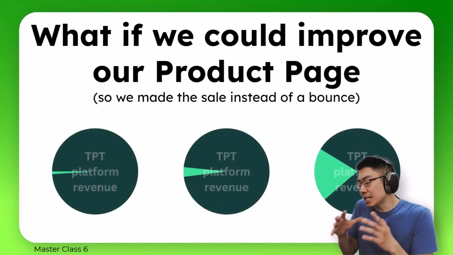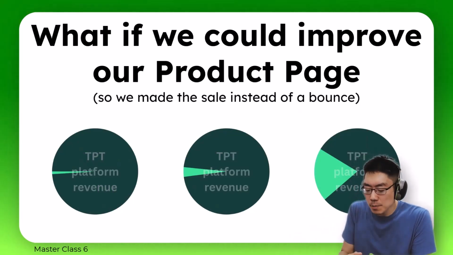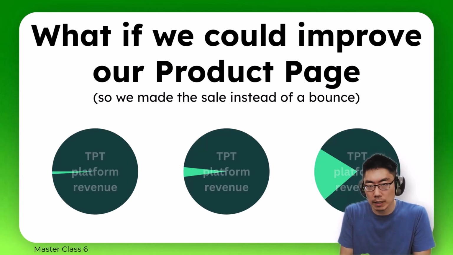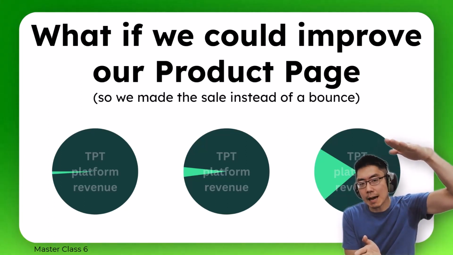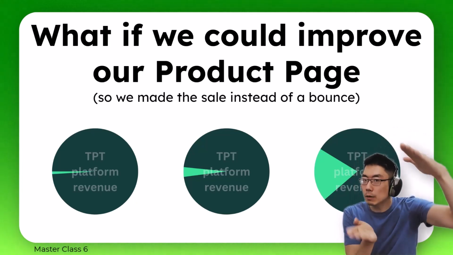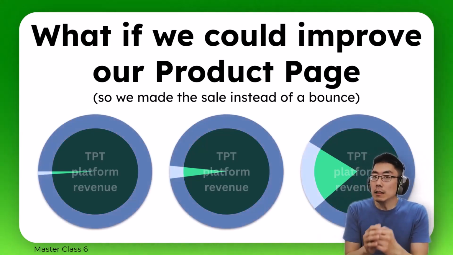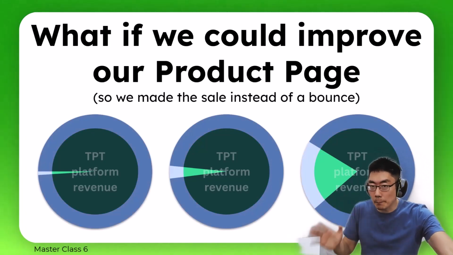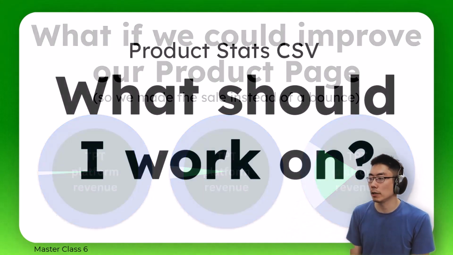But if we can actually improve our product page so that we communicate the value of our resource, we increase the perceived value of the resource so that it's that much more above the price, then we will make the sale. And so if we make the sale instead of the bounce, literally we are increasing the pie for everyone. That's why I believe so strongly in this.